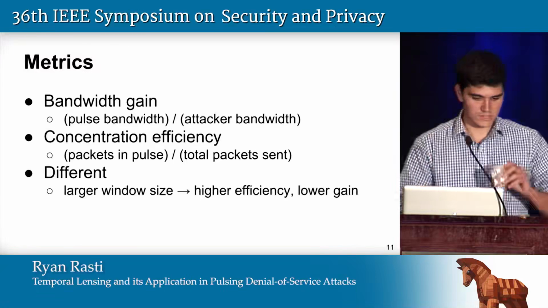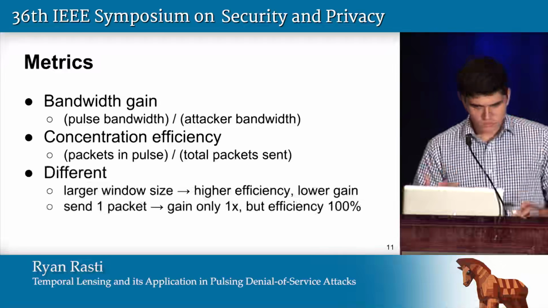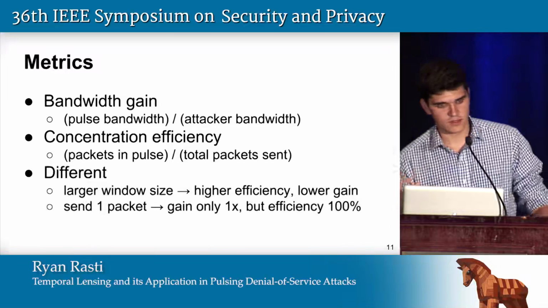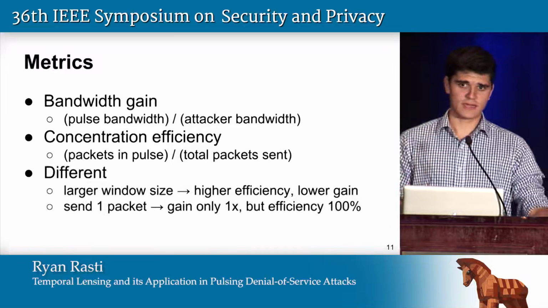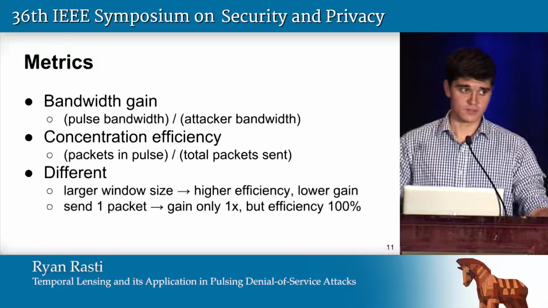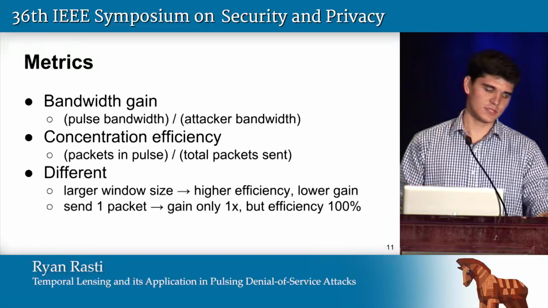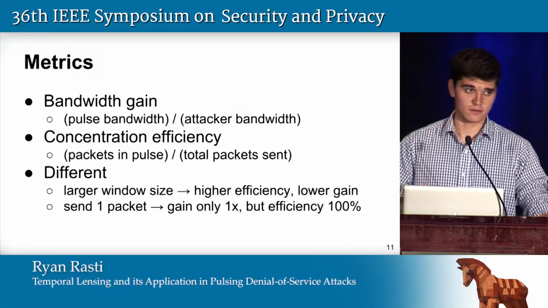These measures might seem like duals of one another, but they are actually a little bit different. To illustrate, if an attacker sent only one packet and it landed in the window, the gain would be the smallest possible gain, 1x, but it would have an efficiency of 100% because every packet the attacker sent landed in the window.